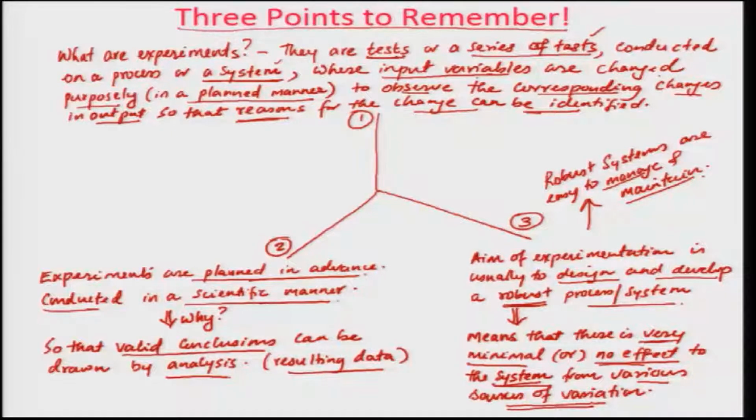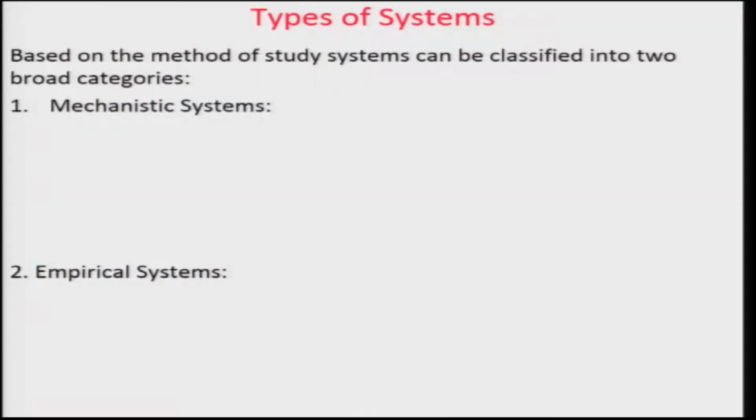Okay. So, these 3 points are the most important aspects of experimental design that you need to remember as part of this course. Continuing on this, we will talk about the types of system. Let us talk about what the different types of systems are. The reason we need to talk about this is because experimental design depends upon what type of system we are going to discuss in the class. There are various methods available to study systems, but based on the method of studying them, they are typically classified into 2 broad categories. The first one is called a mechanistic system, the other one is called an empirical system.